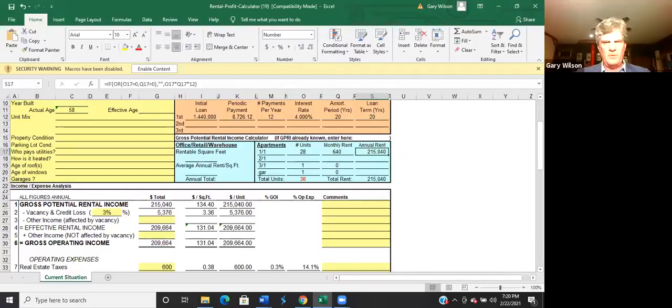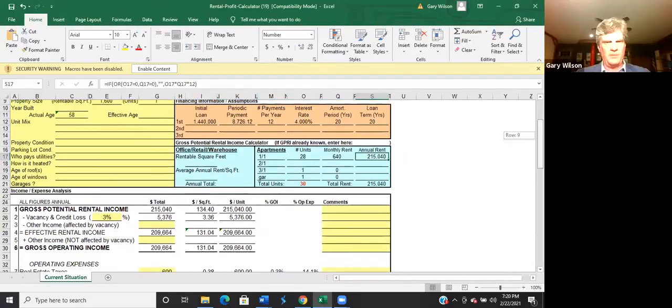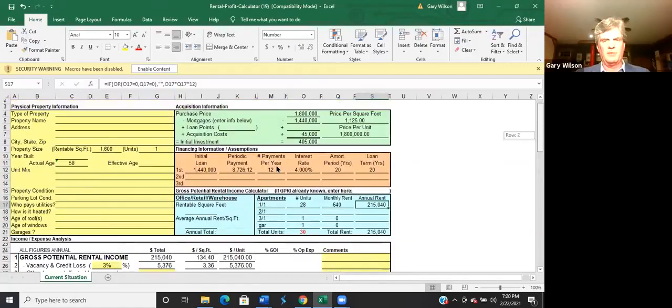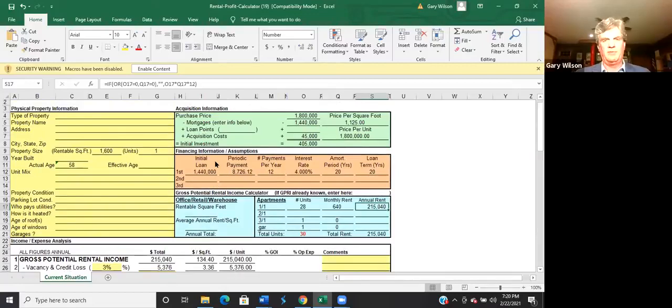Now let's go down to the really important part. Everybody with me so far? We do the purchase and loan information first. All you do is plug in your loan information here. It automatically puts it in up here and leaves you the net. You have to put in some type of acquisition cost. Then you have to tell it the rate, the term, the amortization period, as well as the number of payments per year, and it does all the calculations for you.